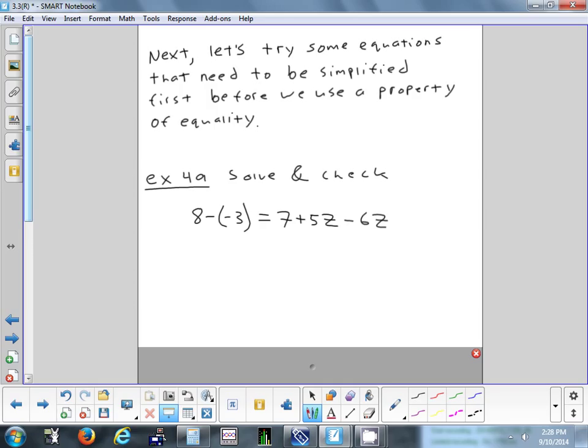Is there a distributive property here? No. Distributive property is when you have something like this. You have a number on the outside and you have to multiply it by numbers on the inside. There's no distributive property. Is there a combining like terms though?